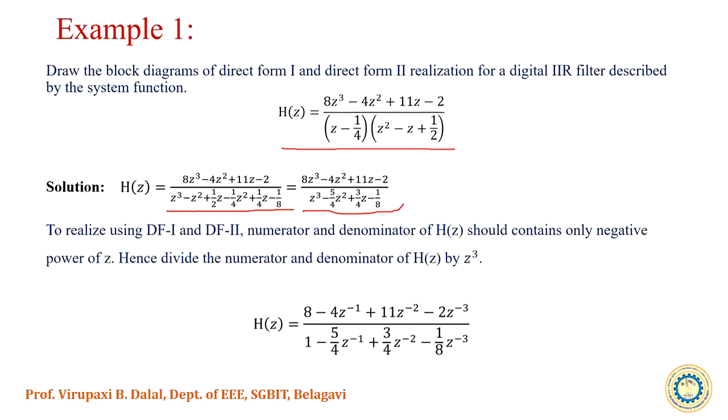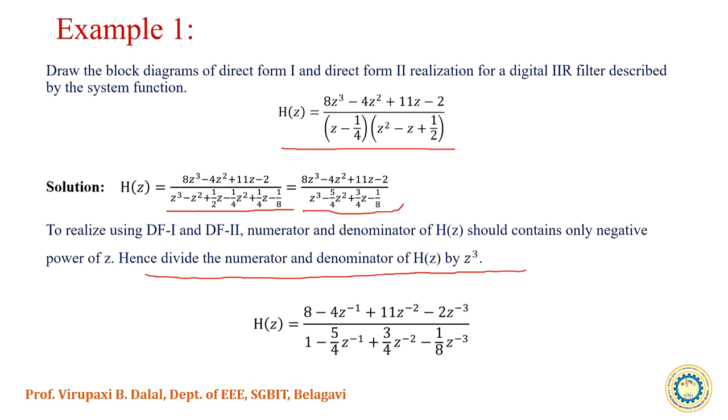While realizing using direct form 1 or direct form 2, the numerator and denominator of H(z) should contain only negative powers of z. Here H(z) has got positive powers of z, that is z^3, here power is 3, 4z^2, here power is plus 2, 11z, here power is plus 1. We'll try to convert it into negative powers of z. So divide numerator and denominator of H(z) by z^3.